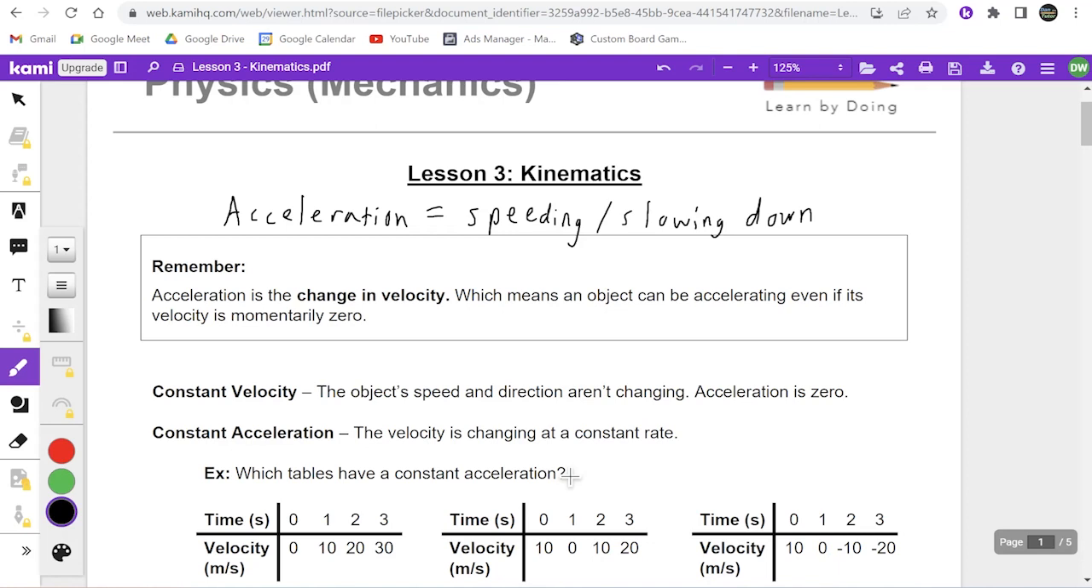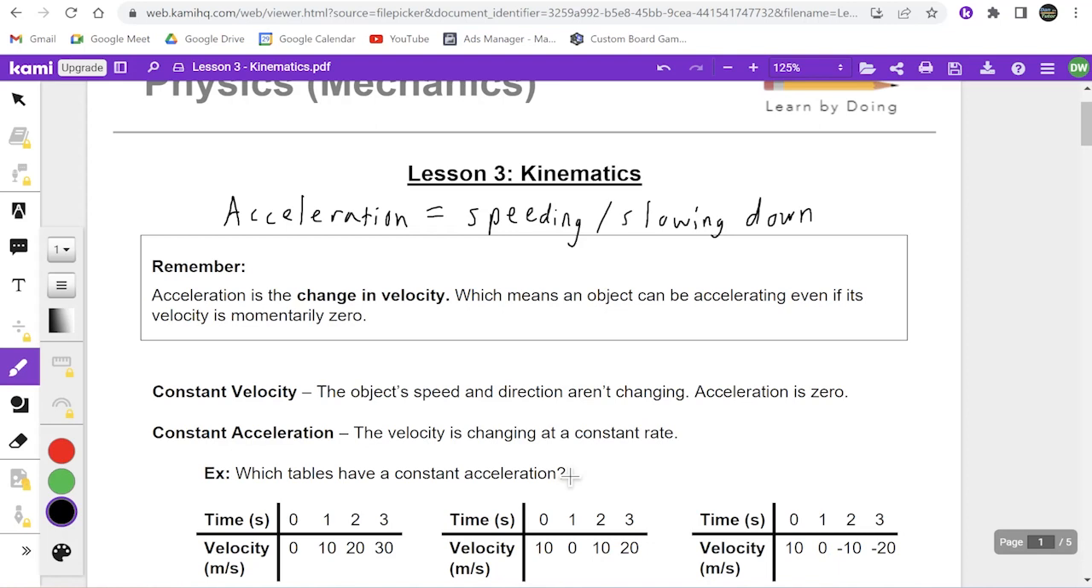And then constant acceleration is defined as the velocity is changing at a constant rate. This one I'm going to give the example for. Imagine you're at a stop sign, or a stoplight, I mean, it's a red light, and the light turns green. And what do you do? You press on the gas pedal, you press on the accelerator.